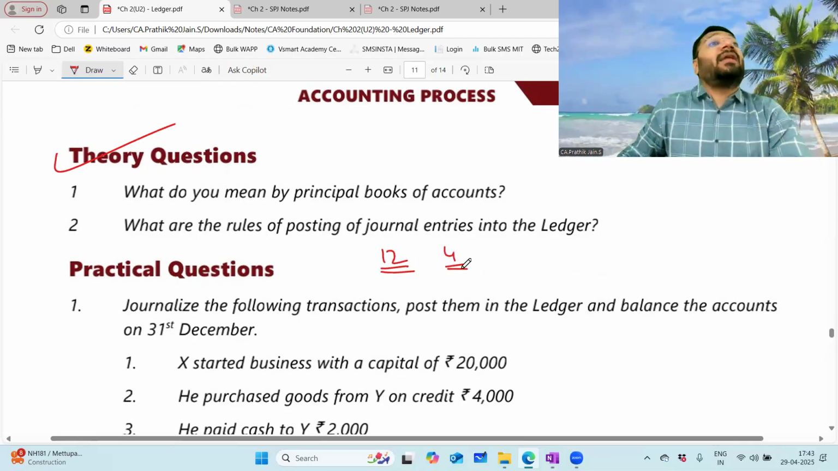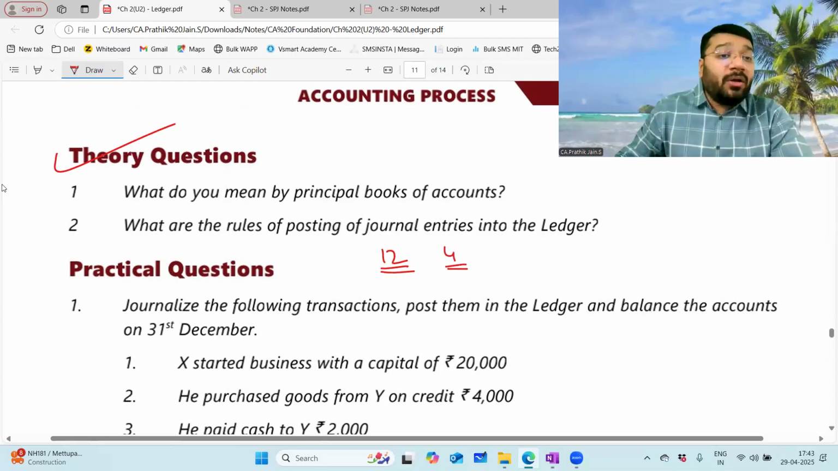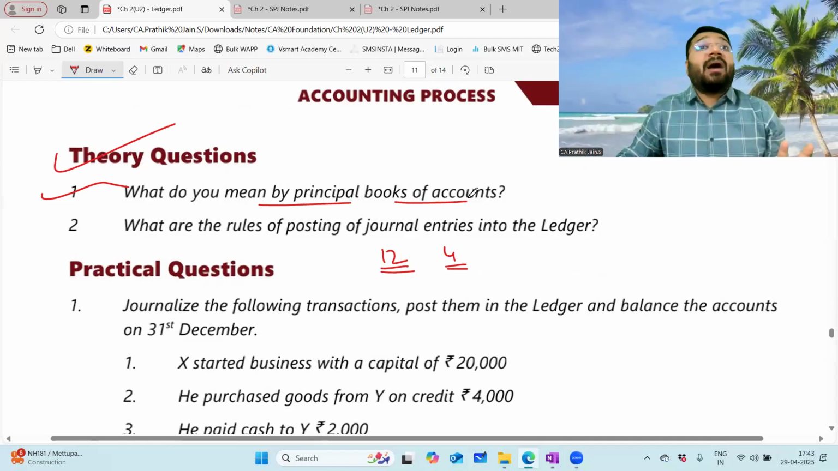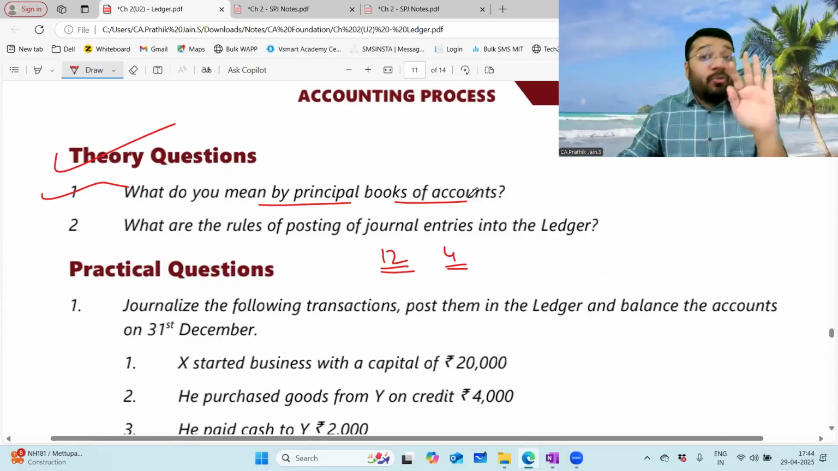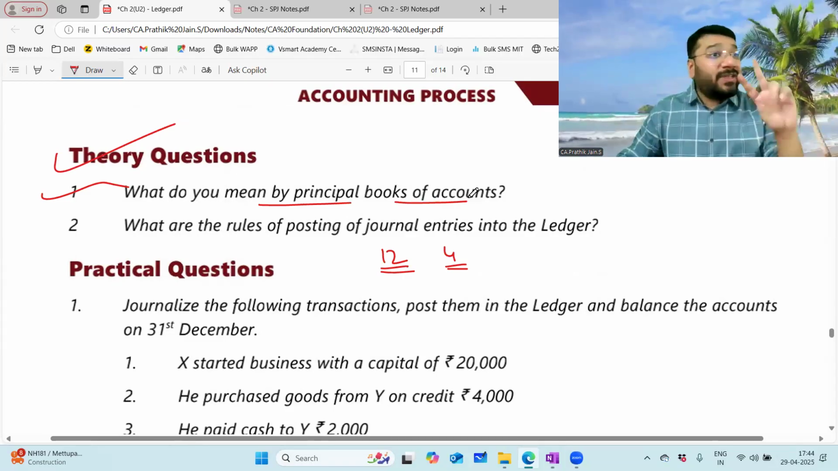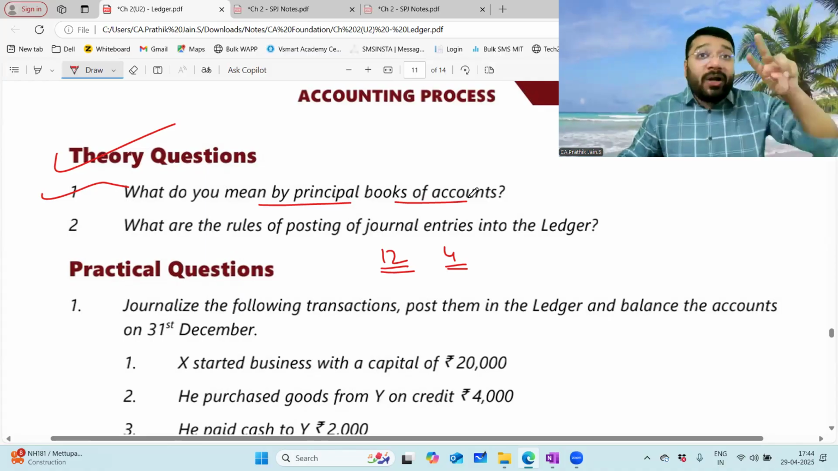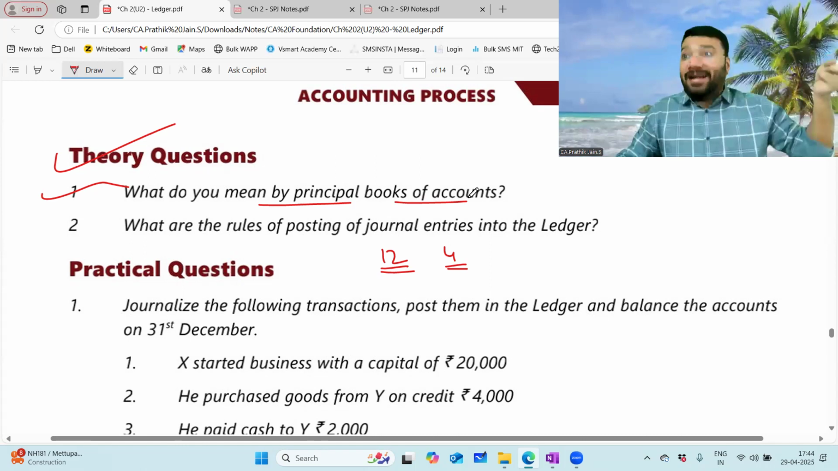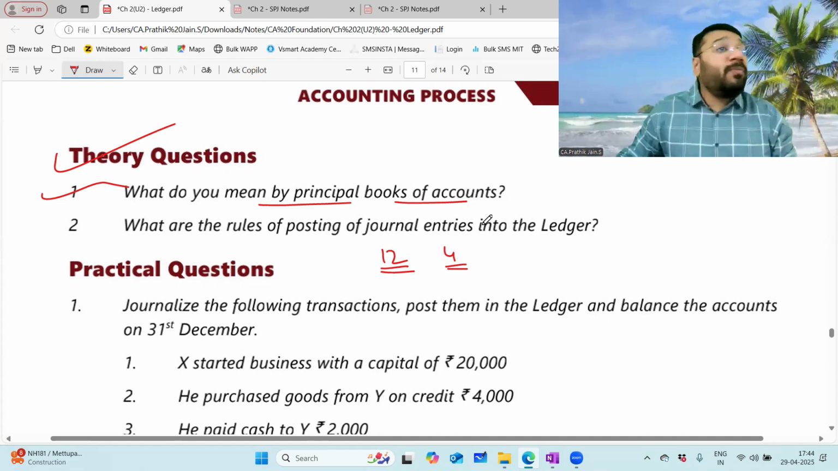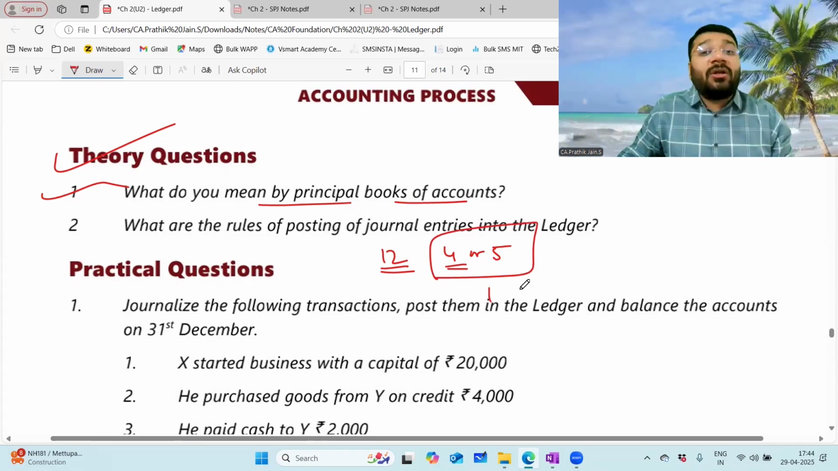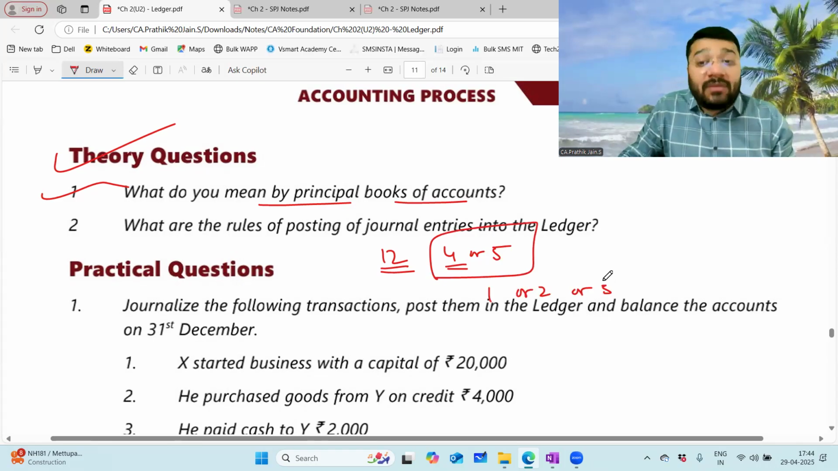4 marks for direct theory questions. Direct theory question means what? What do you mean by principal books of accounts? Direct theory. Or they ask the difference between. What is the difference between provision and contingent liability? Difference between question. What are the characteristics of this? What are the features of this? What is the advantage of this? What is the disadvantage of that? They can ask. So that could be for 4 marks or 5 marks. Like this, 1 question or 2 questions or even 3 questions could be asked.